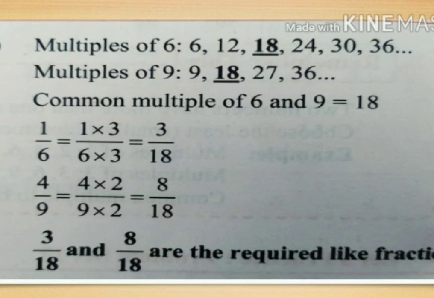Question number 8. 1 upon 6 and 4 upon 9. Multiples of 6 are 6, 12, 18, 24, 30, 36 and so on. Multiples of 9 are 9, 18, 27, 36 and so on. Common multiple of 6 and 9 is 18. 1 upon 6 is equal to 1 into 3 gives us 3 and 6 into 3 gives us 18. Take second fraction 4 upon 9 is equal to 4 into 2 gives us 8 and 9 into 2 gives us 18. Therefore 3 upon 18 and 8 upon 18 are the required like fractions.